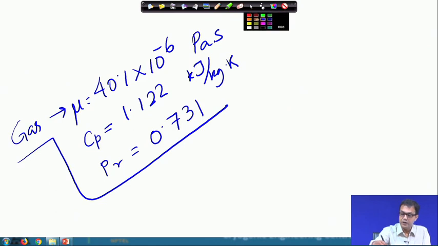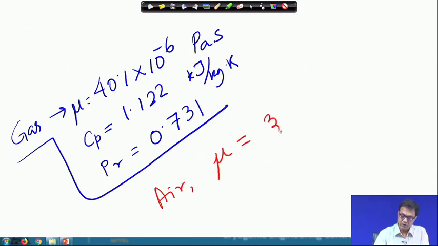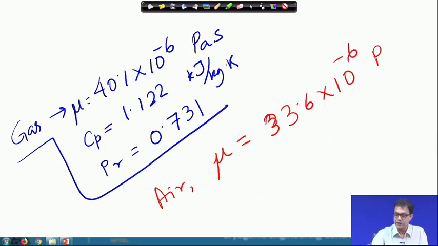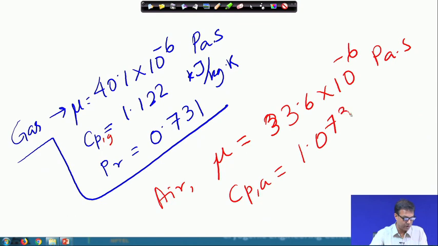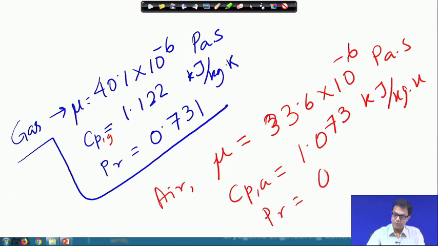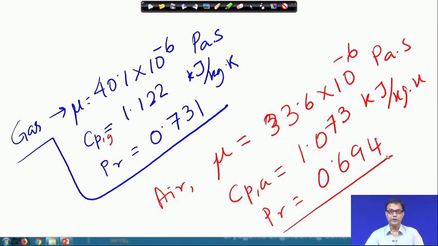For the similar parameters of the air, mu equals 33.6 into 10 to the power minus 6 Pascal second, Cp of air equals 1.073 kilojoule per kg Kelvin, and Pr is 0.694. So, these are the values known for the gas and the air.